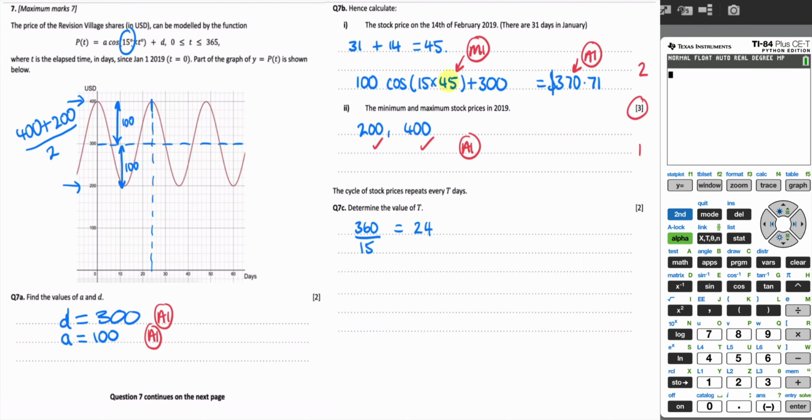And the last part is also 2 marks. So 1 is for your method, and then 1 is for your answer.